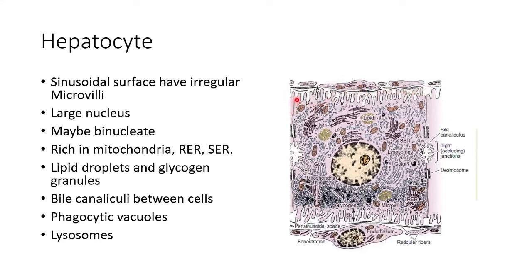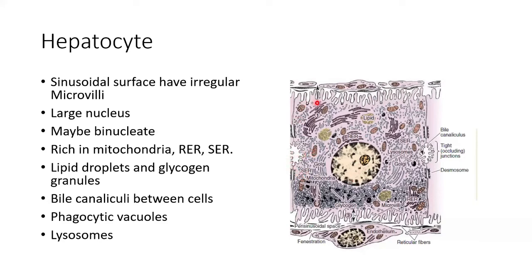Then you have the surface of the liver cell, which has small processes called microvilli. These are irregular. When you look inside the cell, you have a large nucleus, and it may be binucleate. You can have more than one nucleus. These cells may also have more than two sets of chromosomes, because these cells are used to a lot of work, a lot of protein synthesis and making a lot of enzymes. So they have a lot of DNA.